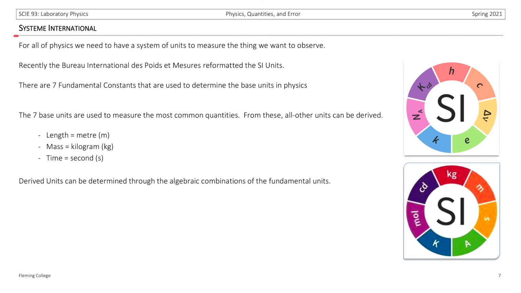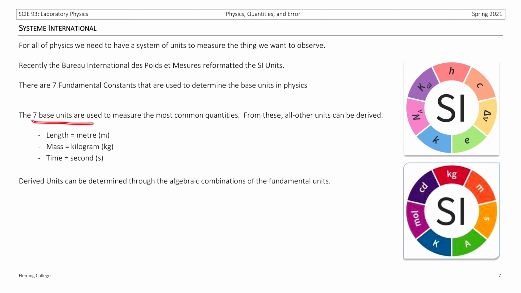So the System International, or SI for short, is an agency that looks after managing our units for basic understanding. What's been conducted here is a transition to have our units defined by 7 fundamental constants. So we have the wheel here that shows us that we have Planck's constant, the speed of light, the hyperfine transition frequency of cesium, the elementary charge on a subatomic particle. We have the Boltzmann constant, Avogadro's number, and something called the luminous efficacy. All of these are specific constant values that we use to determine the 7 base units.